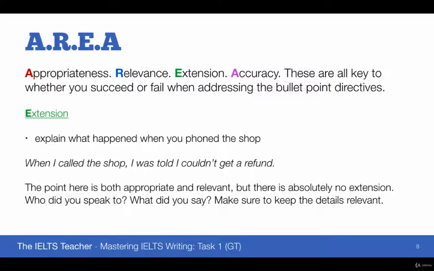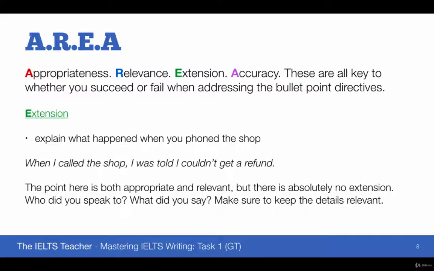Explain what happened when you phoned the shop. Here's a sentence. When I called the shop, I was told I couldn't get a refund. So it's appropriate and it's relevant, but there's no extension here. There's absolutely no extension. We don't know who you spoke to. We don't know what you said. Make sure you do keep those details relevant, but we do need some extension as well.